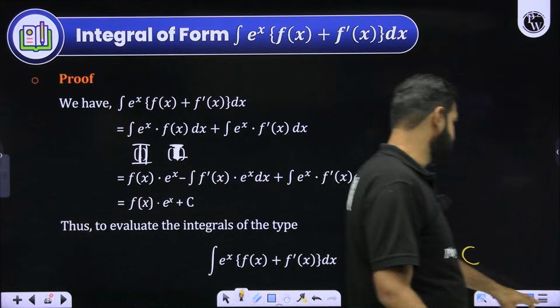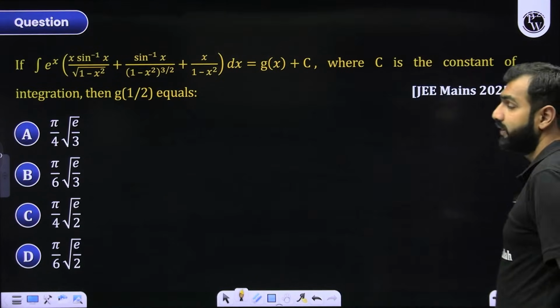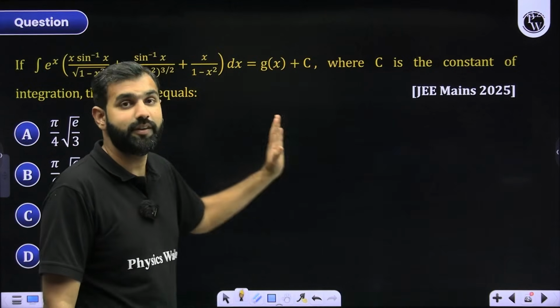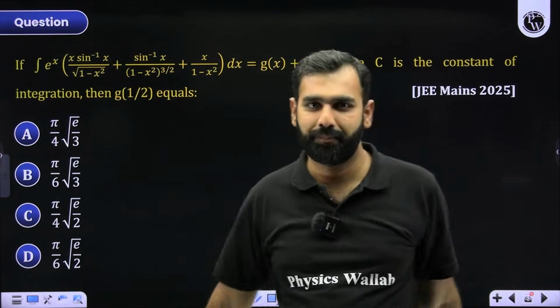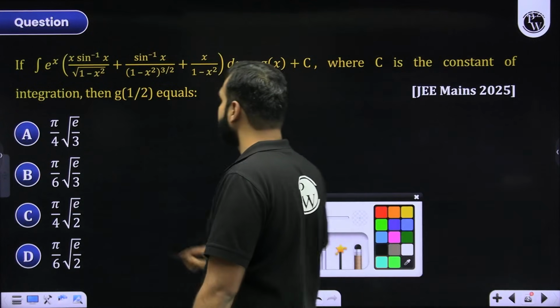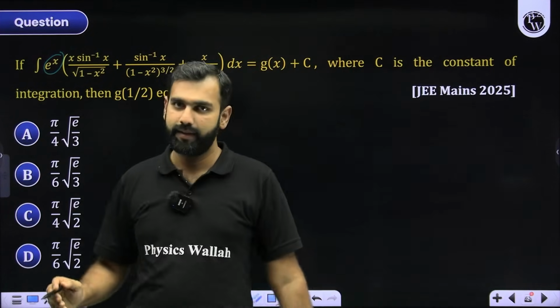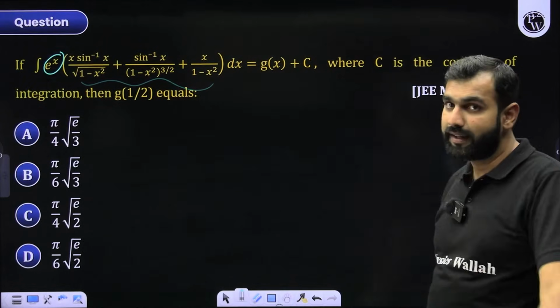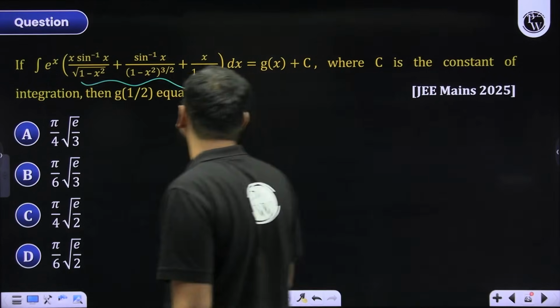Now, if it is understandable, let us try and use this in this question asked by JEE Mains in 2025, and it will become such an easy question if you know this concept. Let's have a look at that. Here, I can very clearly see that, sir, e to the power x is given, brilliant, and something also we are given. Now, can we crack that? We can. How? Let's have a look at that.